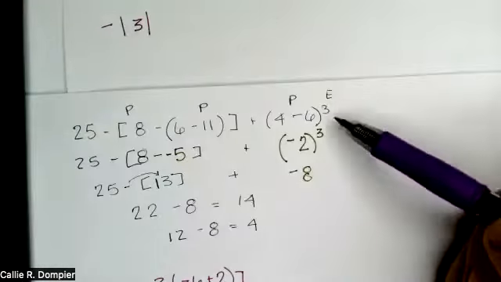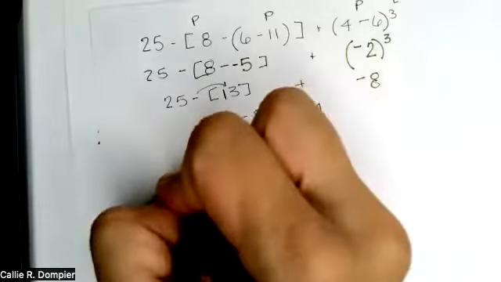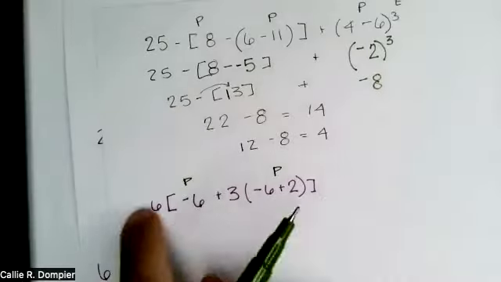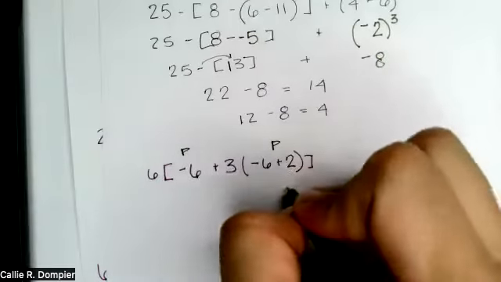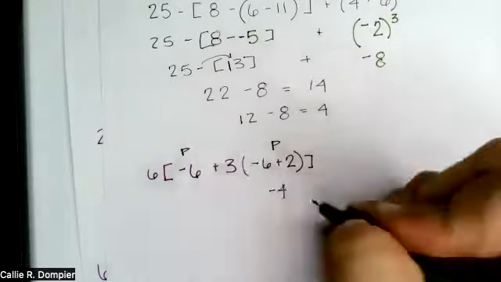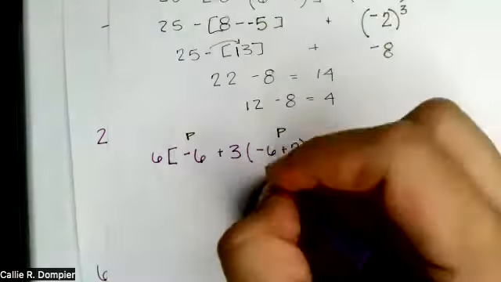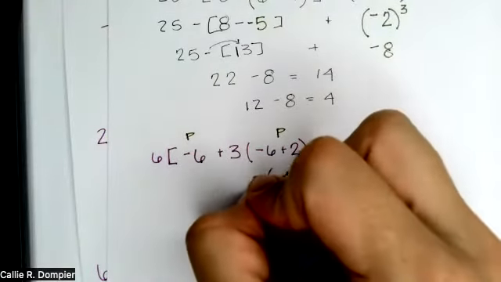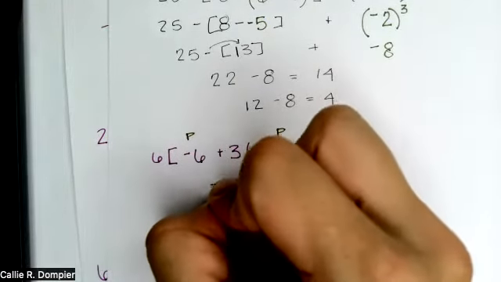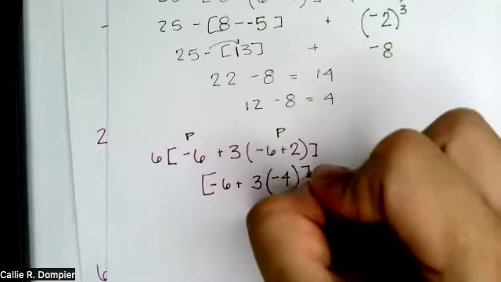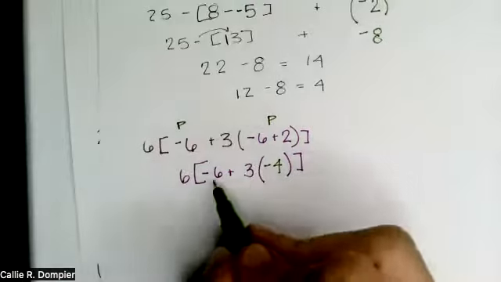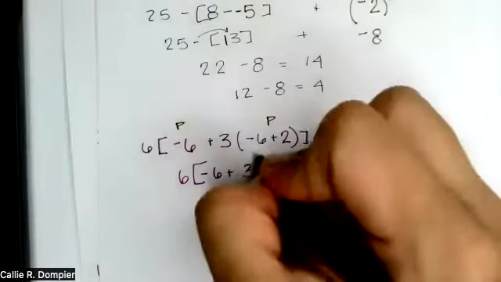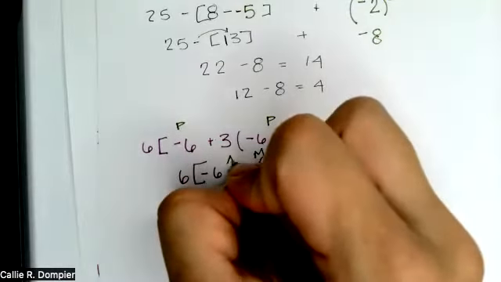Again, you're starting with parentheses. You have 2 sets of parentheses. So all of this and the little one, start with the most innermost parenthesis. -6 plus 2 is -4. That's being multiplied by 3. And then all of that is being multiplied by 6. Don't add these first because we need to multiply before we add.